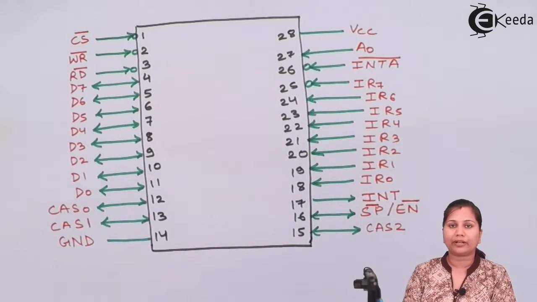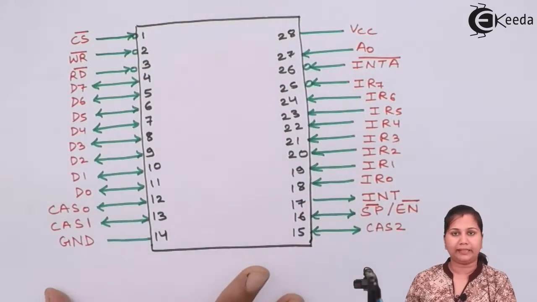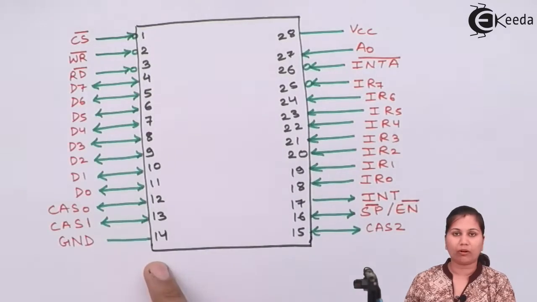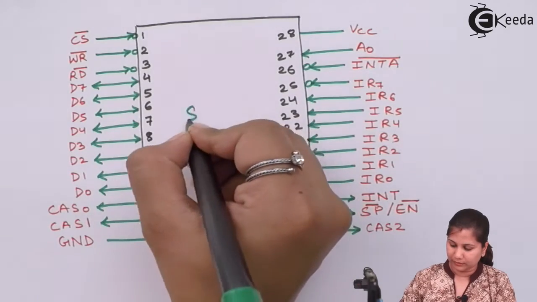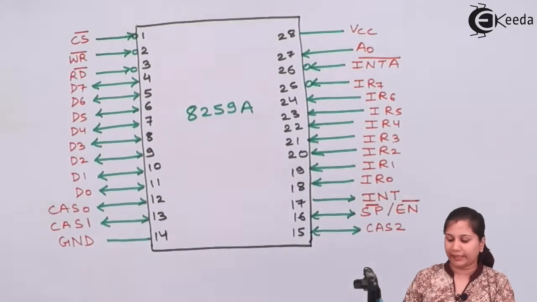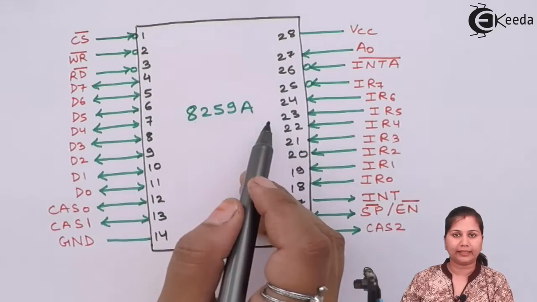So this 8259 IC has 28 pins. You can see this is the pin diagram, having 28 pins, 1 to 14 on one side and 15 to 28 on the other side. This is the pin diagram for the higher version, that is 8259A.